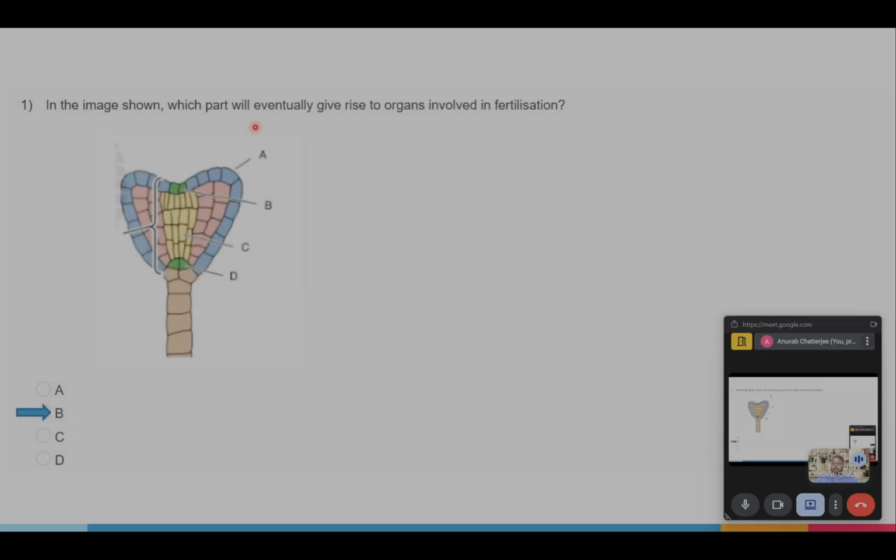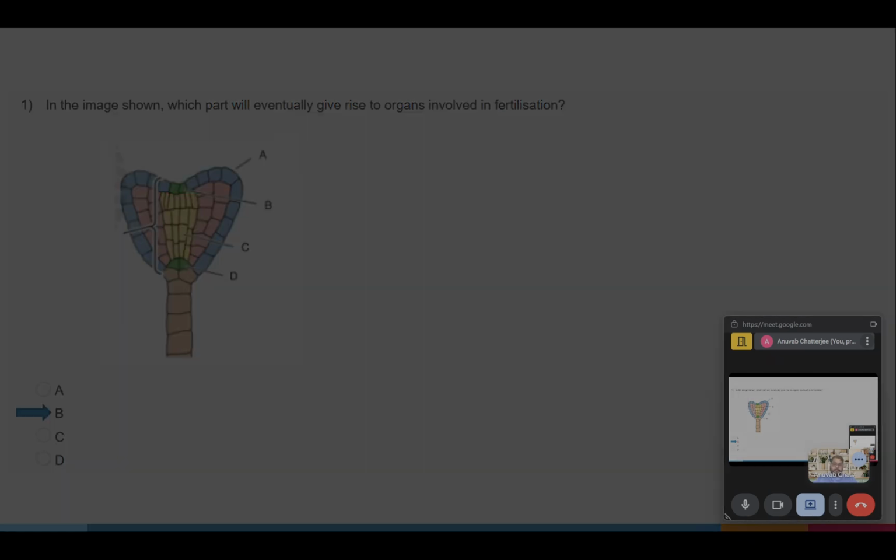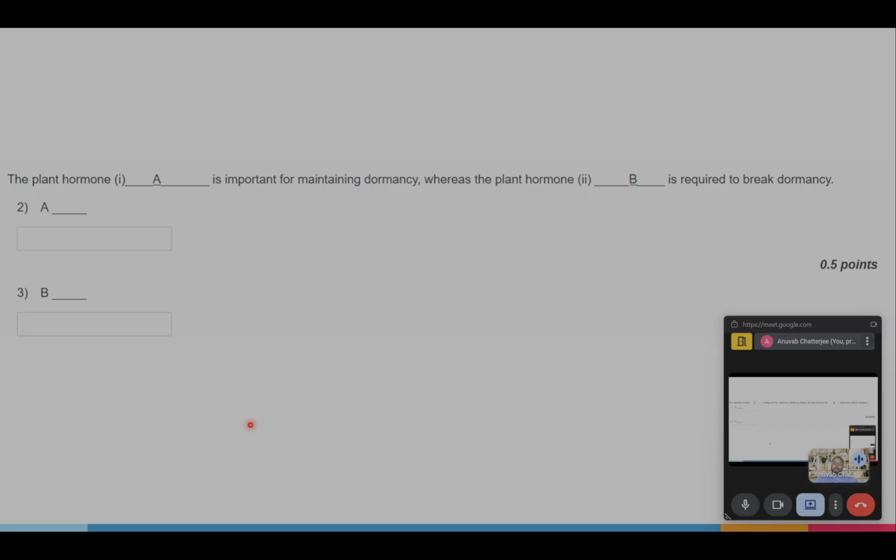So to answer a question, in the image shown, which part will eventually give rise to organs involved in fertilization, it is going to be B, the shoot meristem. Okay, we move on to the next question.